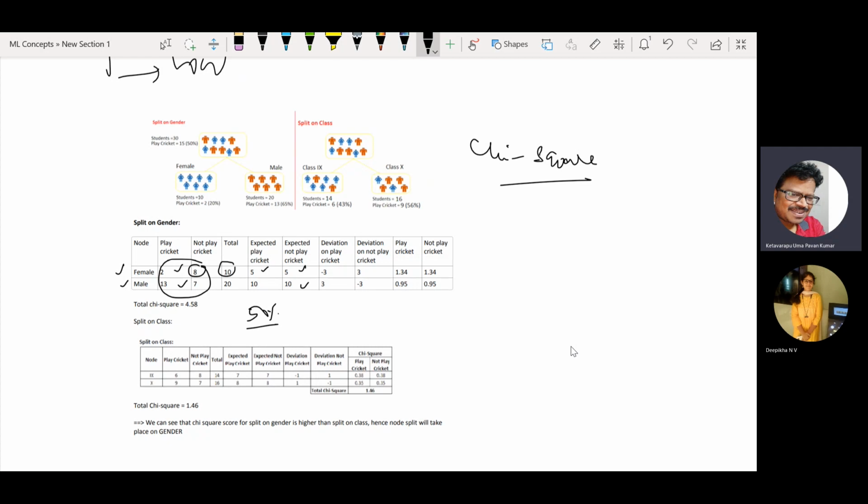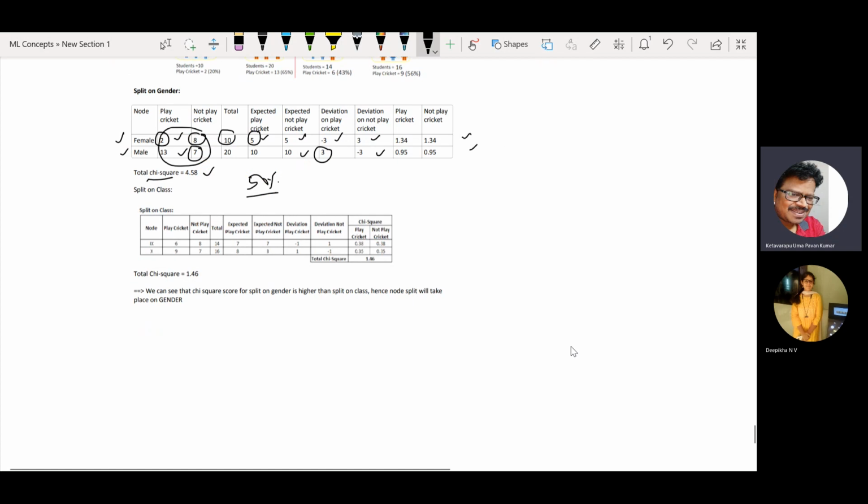This is also 50%. So deviation on play cricket: see here, actually 2, but our expectation is 5. So calculate as minus 3. Actually 7, but our expectation is 10. This is 3. Likewise, you can easily compute the other deviations, then the playing and not playing of the cricket probability, and finally compute the chi-square. So similarly, chi-square on the class: class means ninth or 10th class students who want to play cricket, and it is 1.46. And this is 4.58 on the gender.